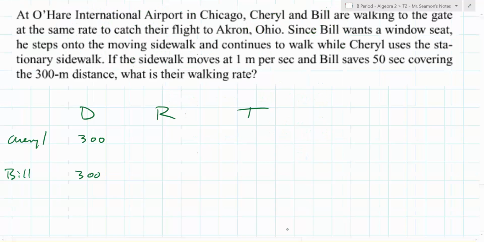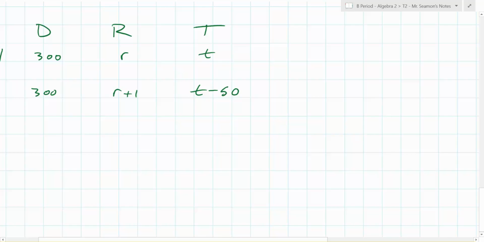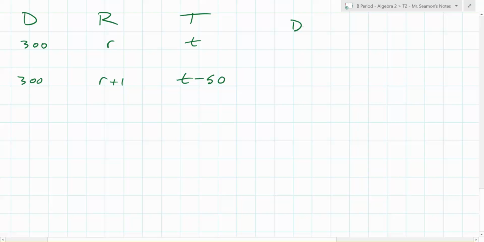The rate for Cheryl is r, for example, whatever you want to call it, but for Bill it's going to be r plus 1 because he's on the sidewalk, right? The time for this one is going to be t and t minus 50. So what's the relationship between distance, rate, and time? Distance equals rate times time. So you know it's 300 is equal to RT.